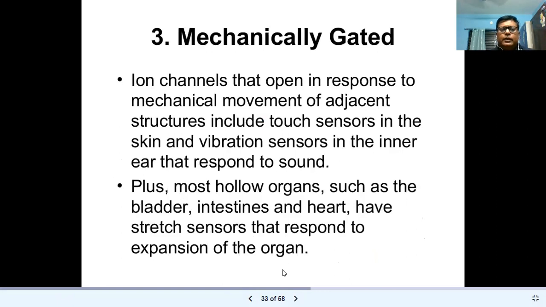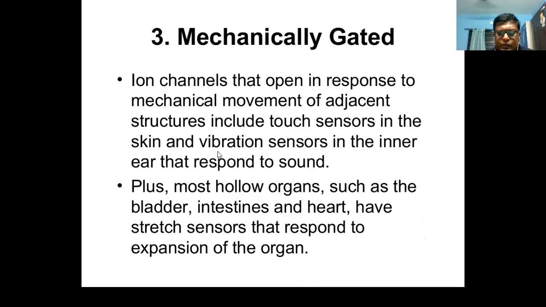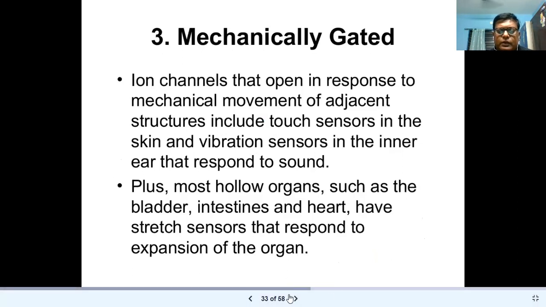Then mechanically gated ion channels. Ion channels that open in response to mechanical movement of an adjacent structure include touch sensors in the skin, vibration sensors in the inner ear, and the response to sound. Most hollow organs such as the bladder, intestine, and heart have stretch sensors that respond to the expansion of the organ. So when they get deformed or altered in their structure, they are opened or closed. So they are called mechanically gated.